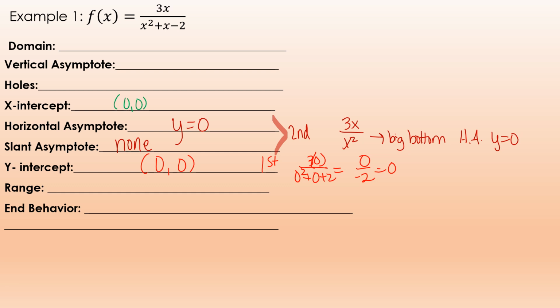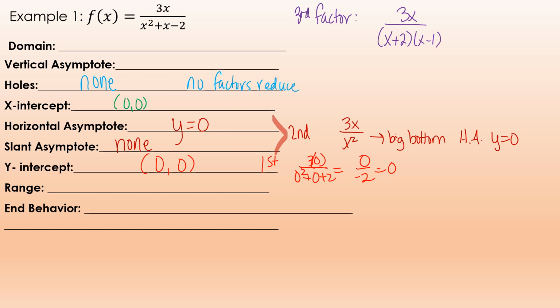Okay, so I've taken care of everything I can do before factoring. Now I want to go ahead and factor to check to see if there are any terms that can reduce to give me a hole, and then proceed on with vertical asymptotes, domain, and x-intercept. The denominator of our function, x squared plus x minus 2, has factors of x plus 2 and x minus 1. There is nothing to reduce between numerator and denominator, so we do not have a hole.